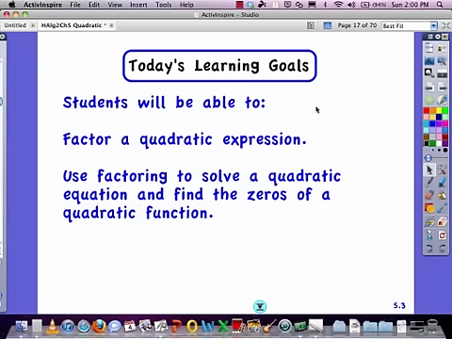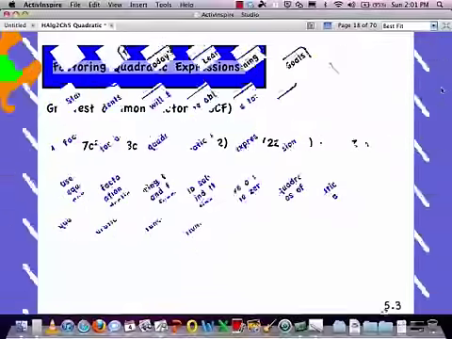Okay, today's lesson comes from section 5.3. We will be learning to factor a quadratic expression. So, you probably remember a little factoring from Algebra 1. Probably could have spent a lot more time on it, is what we found. But let's review those different factoring methods first before we decide what you do and don't remember from factoring.